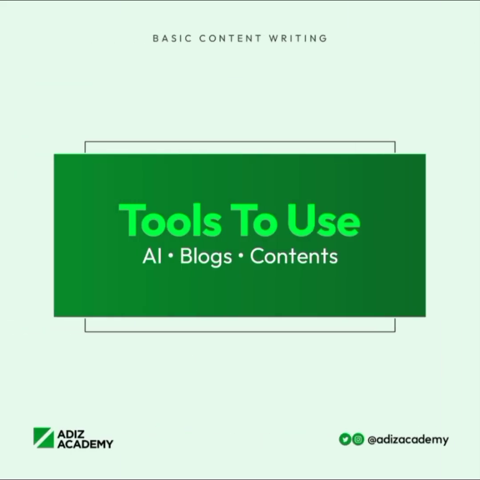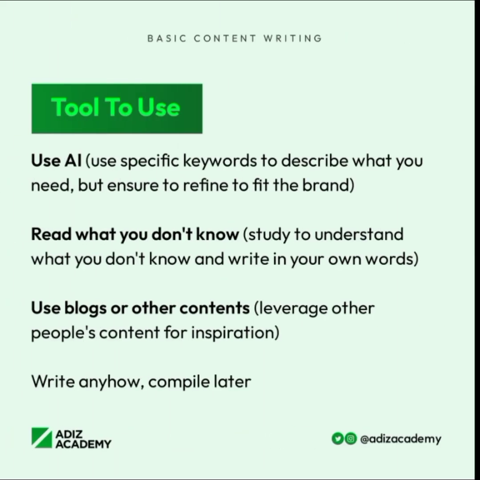So let's go into the next one, which is your tools that you can actually use. To create better content, there are some tools that you can use to fasten the process, like your AI, that's your artificial intelligence like ChatGPT. You can use blogs. You can also leverage on other people's content. So let's go into them one after the other.